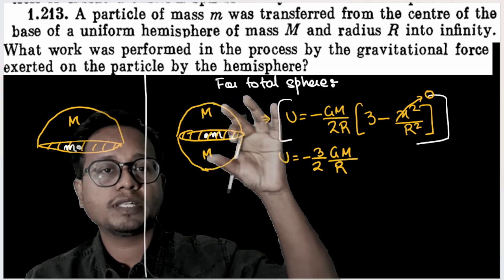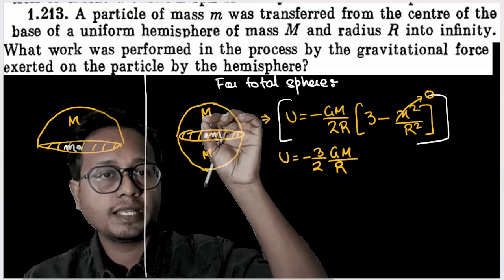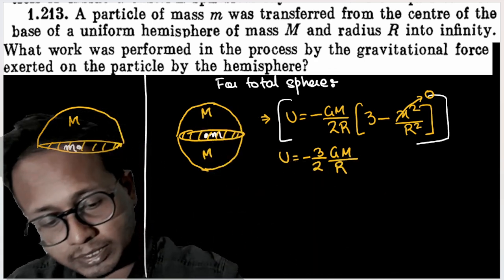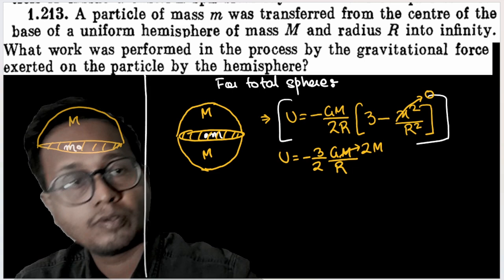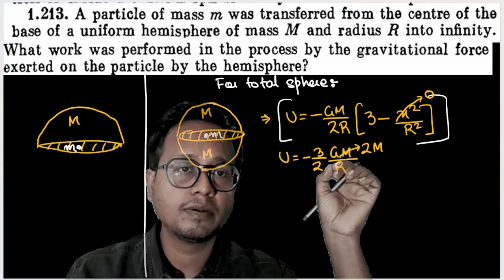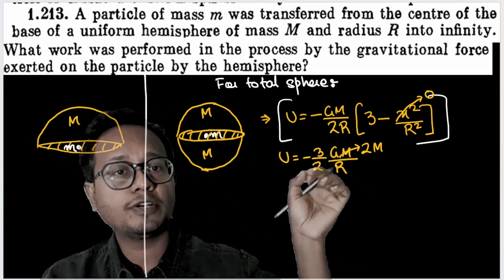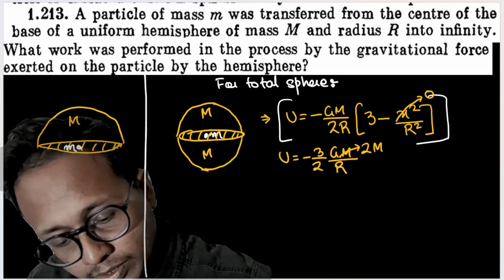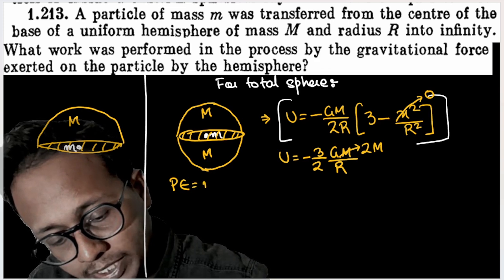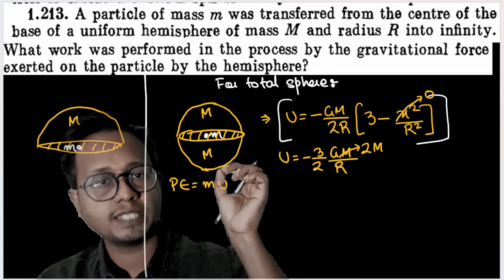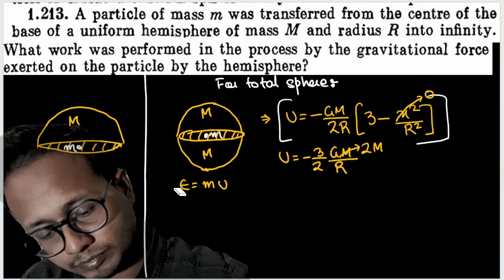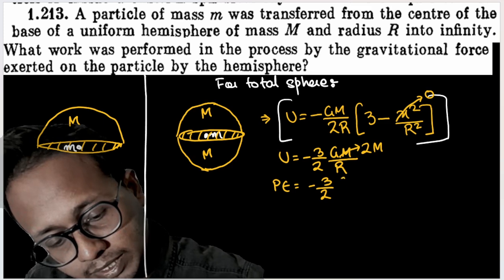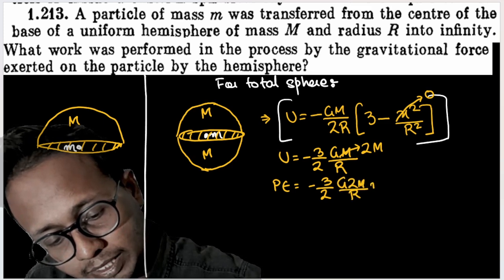What is the total mass of the sphere out here? The total mass of the sphere out here is nothing but M plus M, isn't it? I created another sphere of similar mass M. So total mass is nothing but 2M. One more thing. The potential that I found out here was for 1 kg of block, no? But I need to find out the potential energy of m kg of block. So potential energy of m kg of block is nothing but m into U, isn't it? Or mass into potential. Okay. So potential energy is nothing but minus 3 by 2 G into 2M by r into m.